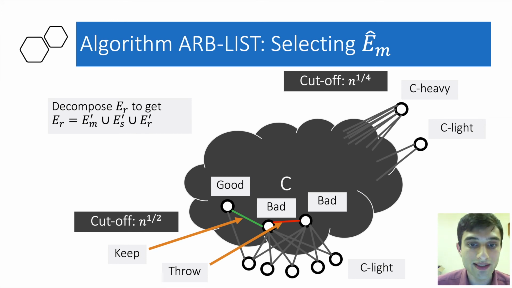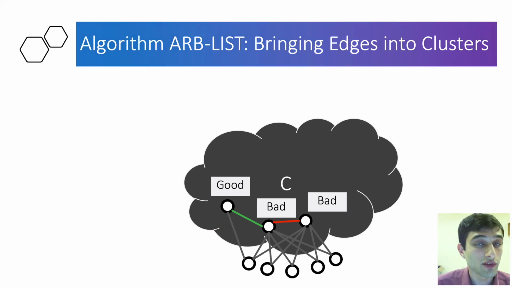What we'll want to do now is throw away into ER hat the edges which are between two bad nodes and keep all the rest of the edges in EM hat. Since we don't have too many bad nodes, this won't send too many edges away. Okay, now that we've done this, we want to bring in all the edges to the cluster which could potentially form a KP with the edges of EM hat.